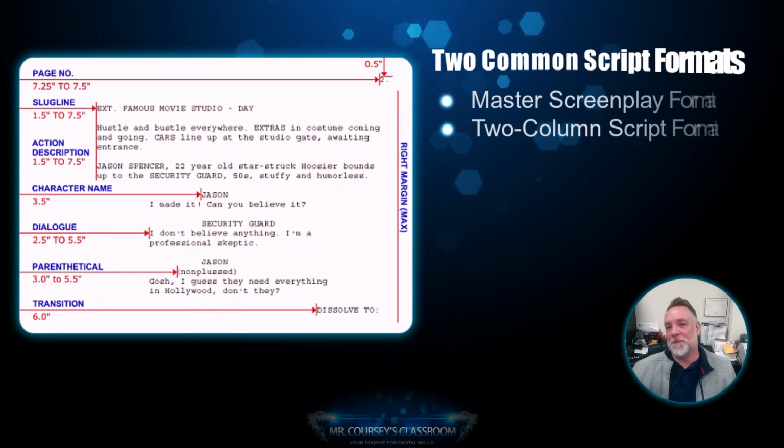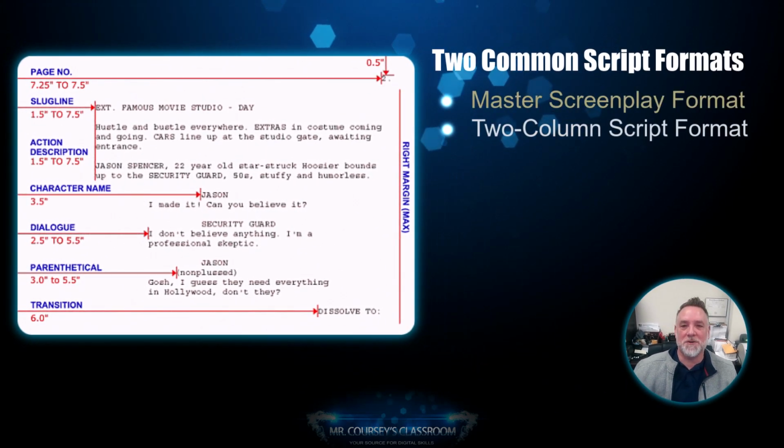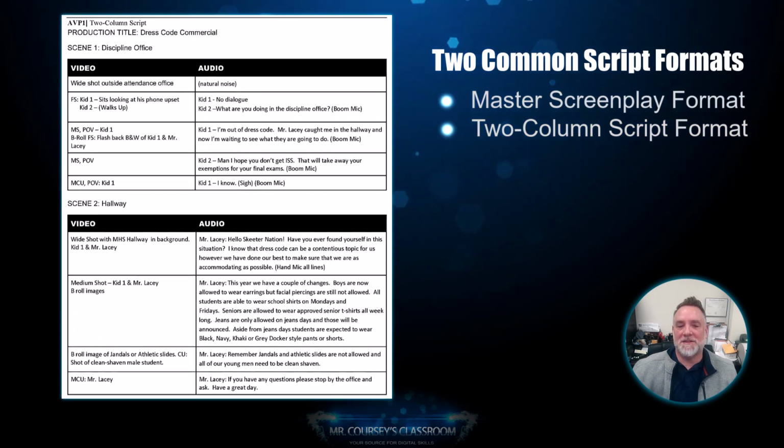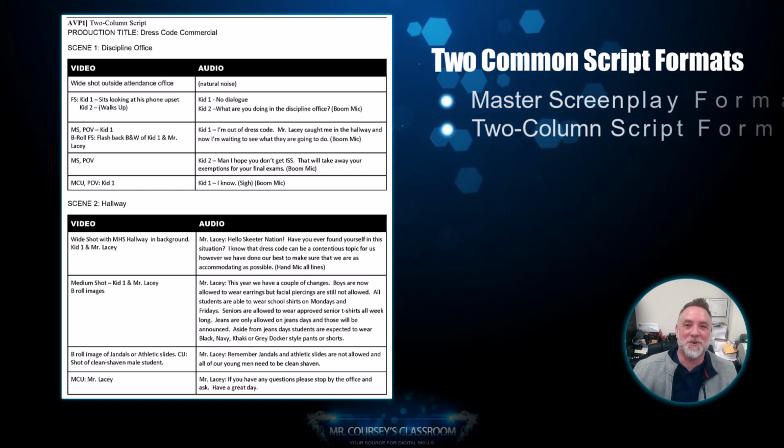When it comes to video production, two of the most common script formats are the single column format, often called the Master Screenplay, and the two column script. Each serves specific purposes, and understanding when to use them is crucial for a successful production.